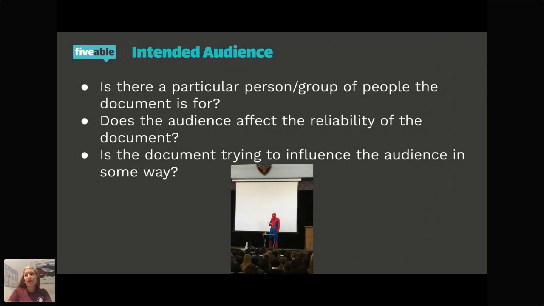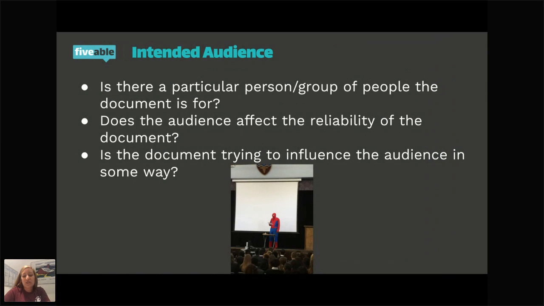Because if I was going to talk to my principal, I'm going to talk to my principal differently than I'm going to talk to my best friend. And so knowing the intended audience is going to play into how the document was written, maybe some of the language that's being used in the document. And then we can also look at if the document is trying to influence the audience in some way. Is there any inherent bias in the document itself based on who the document was intended for?